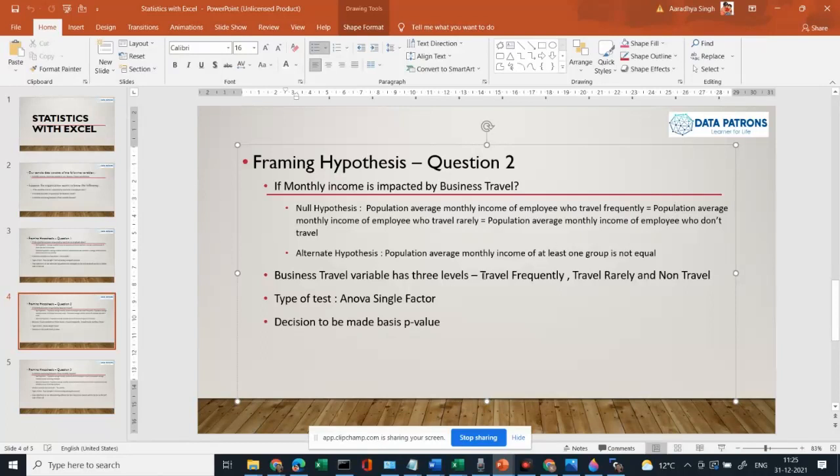As shared earlier, we have three levels: travel frequently, travel rarely, and non travel. In this case, where we deal with three samples, we're moving ahead from two samples to three samples. The type of test that we will do would be ANOVA single factor. Again, we will base our decision on the probability value, the p-value. We will compare this value with our hypothesized alpha, which is 0.05, the risk that we take when we do any of the statistical tests. So let us see how we do that in Excel.